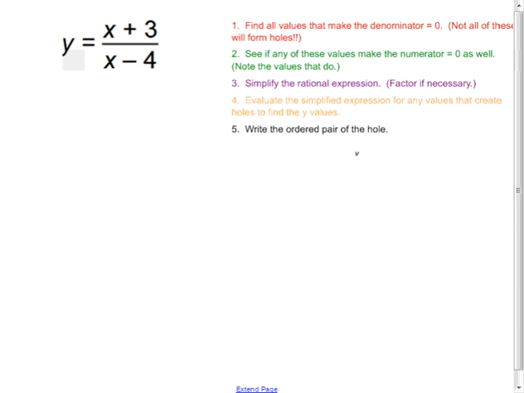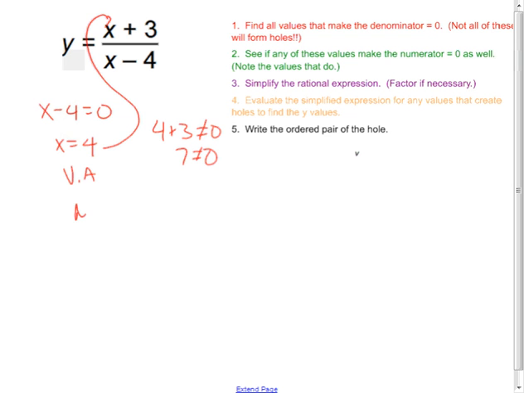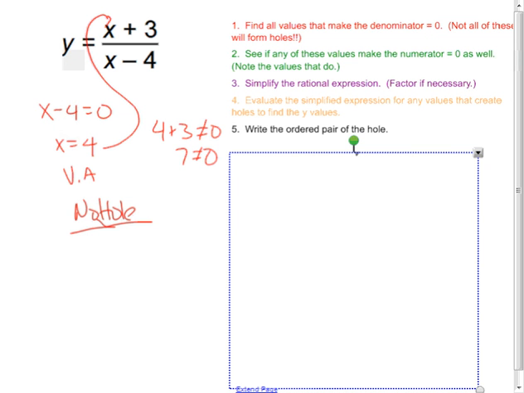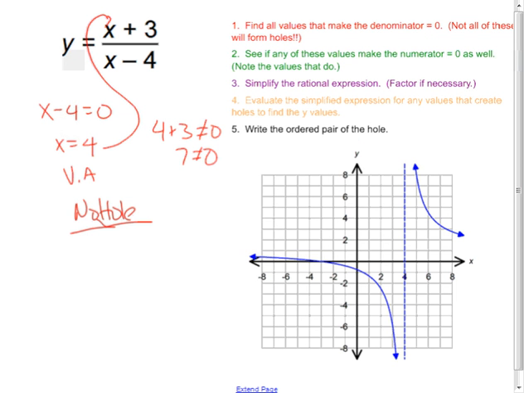So we'll look to see if there's any holes in this function of y equals x plus 3 all divided by x minus 4. You see x minus 4 is equal to 0 when x is 4, and that value of 4 plugged into the top does not make 0 because it's equal to 7. Okay? So what we have here is x equals 4 is a vertical asymptote, and there's no hole in this function. Okay?